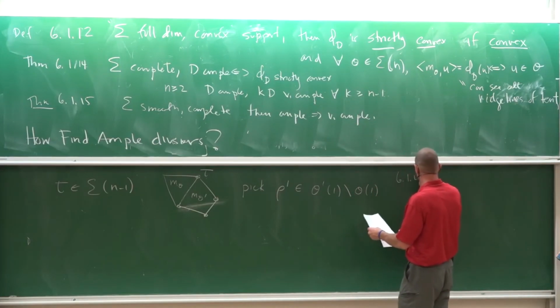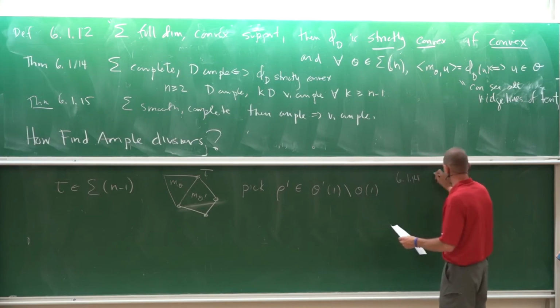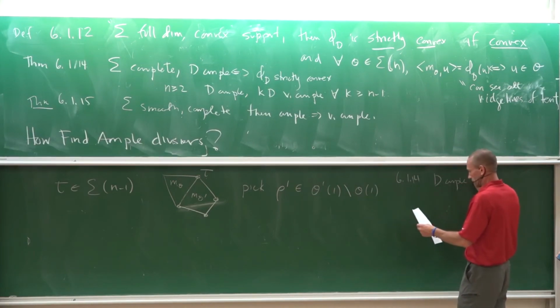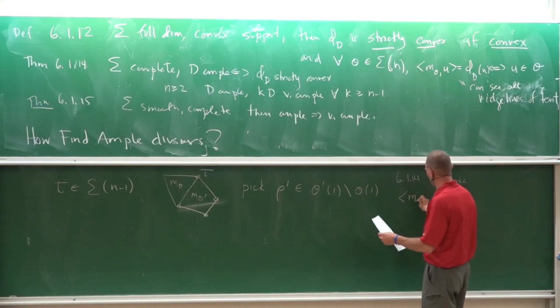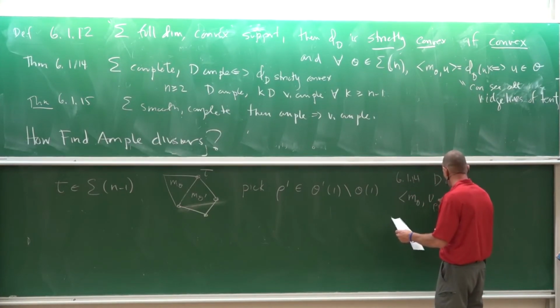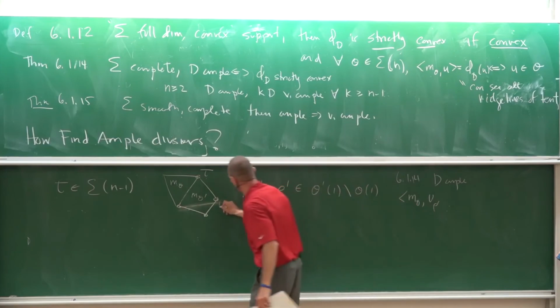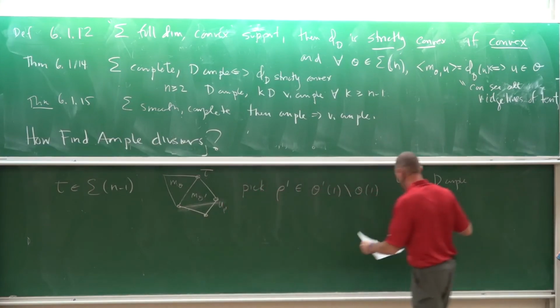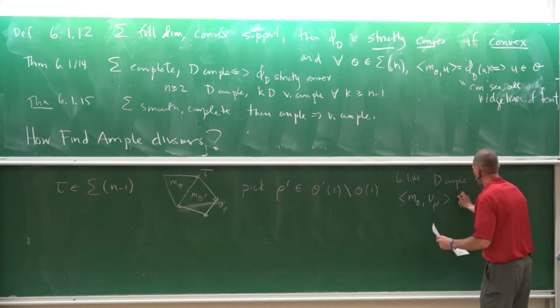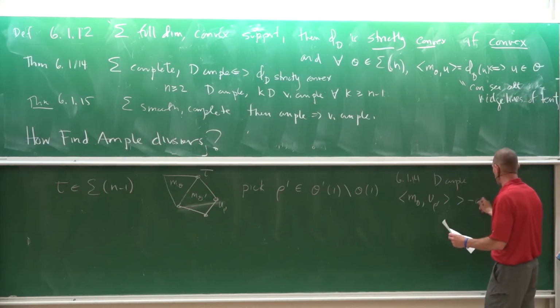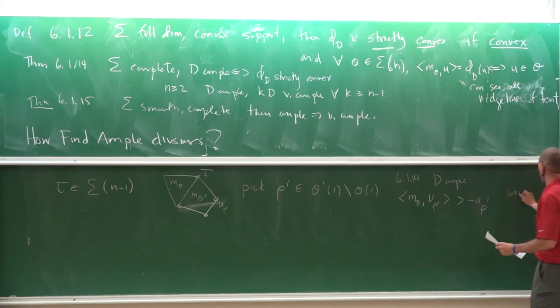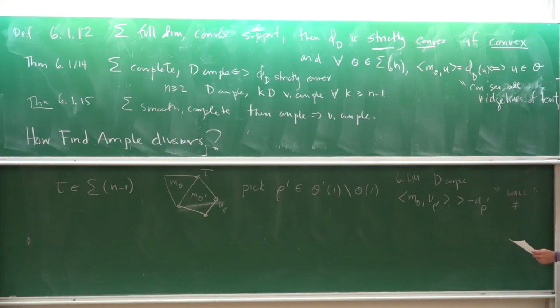And then we know that 6.1.14 says that D is ample exactly when, so I picked one of these, let's say this is u rho prime right here, this has to be strictly greater than minus a rho prime. This is the wall inequality. Right, so this is the strict convexity condition. And so let's do this. I want to do this for the Hirzebruch surface, and then we'll call it a morning.